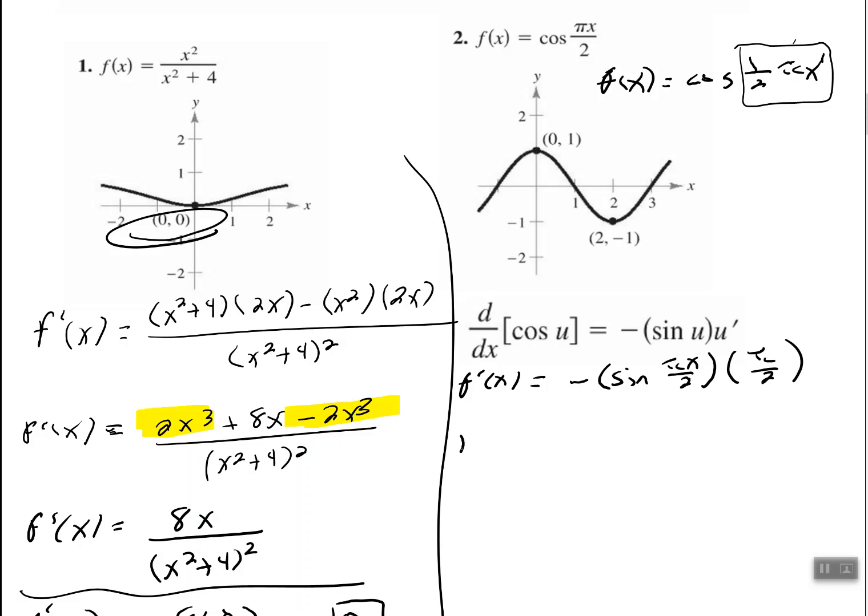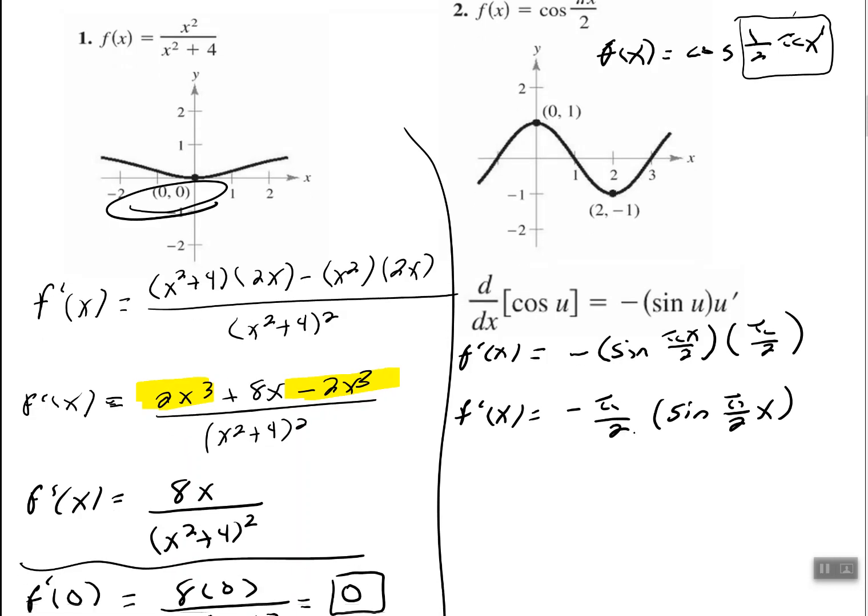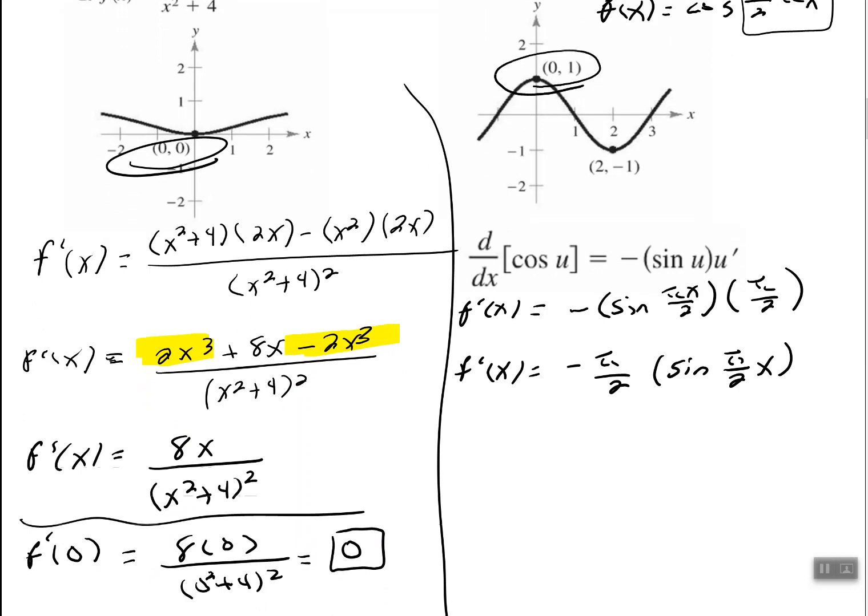Righty, so let's rewrite this. We have negative pi over 2 times sine of pi over 2 x, or pi x over 2, however you want to write that, it doesn't matter. And we need to substitute. We have 2 points here, so let's first of all look at 0, 1. So when x is 0, we want to know what is the value of our derivative.